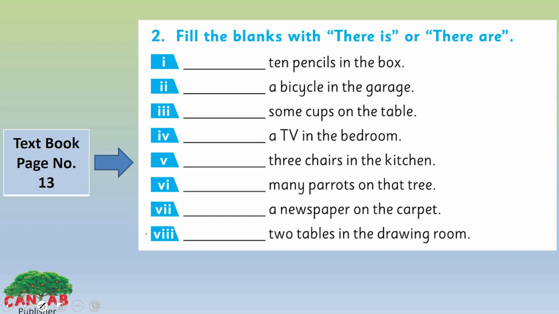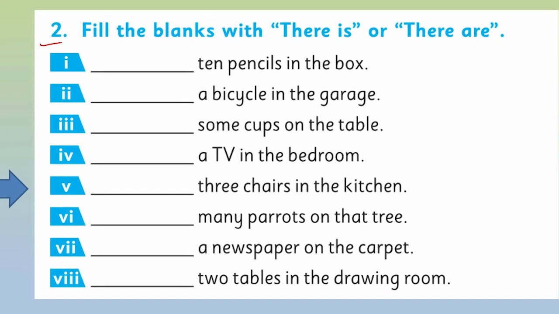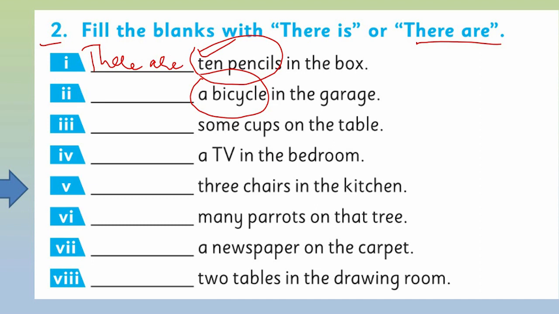Look at page number 13 of your textbook and question number 2. Fill the blanks with there is or there are. There is for one item or person, and there are for more than one item or person. This is very simple. You can do this. 10 pencils in the box. Yes, we have 10 pencils, a specific number 10. So it will be there are. Look at the second one, a bicycle in the garage. Yes, we are talking about a bicycle, only one item. So we will add there is.